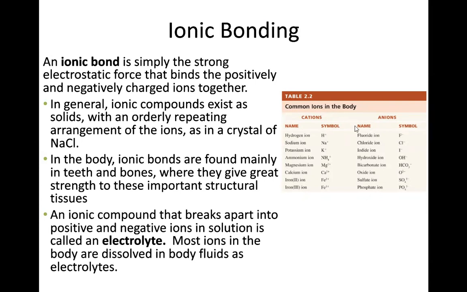Table 2.2 lists some of the common ions in the body. Some of those we'll get super familiar with. Hydrogen ions, H+, sodium ions, and potassium ions we talk a lot about. Calcium, Ca2+, we talk a lot about. Phosphates, we'll talk a lot about phosphates, like in ATP, bicarbonate, and so on and so forth. I'm not going to require you to know the table or anything like that, so don't freak out.